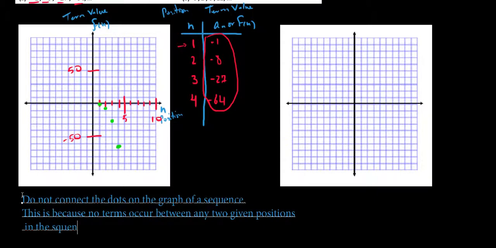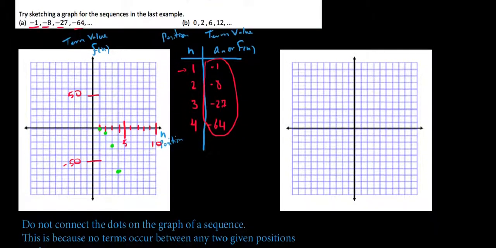This is because no terms occur between any 2 given positions in the sequence. So that is to say, you only ever have terms at whole number positions here. Okay, so let's take a look at maybe graphing one more of these here.